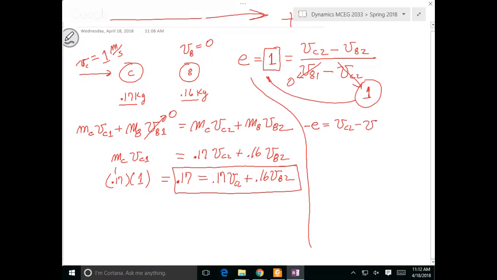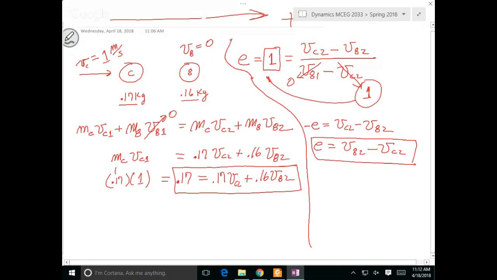VC2 minus V8 2. I don't know either one of these yet. I think I'm going to change it. V8 2 minus VC2, just because maybe that would be... So I have that sitting there. Because of the coefficient of restitution for the impact, I end up generating a new equation.